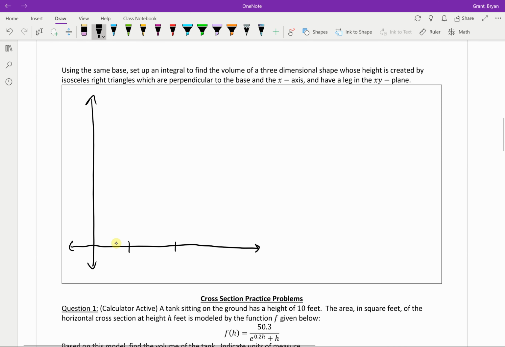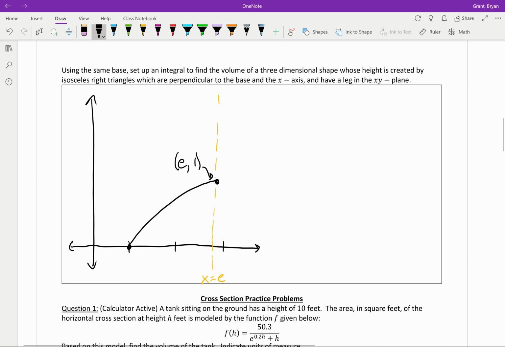Here is 1, 2, 3. X equals e, we did kind of right here before. Sounds lovely. We have our natural log, and it goes up here, and then we said that this point was the point 1 comma, nope, switch it around, e comma 1, and I think we're okay. Alrighty, find the volume of the three-dimensional shape whose height is created by an isosceles right triangle.